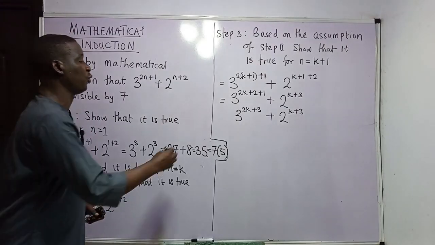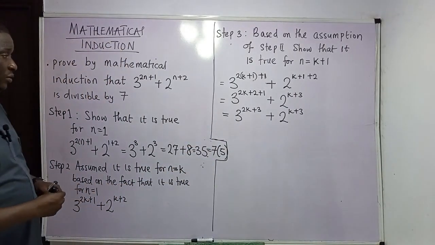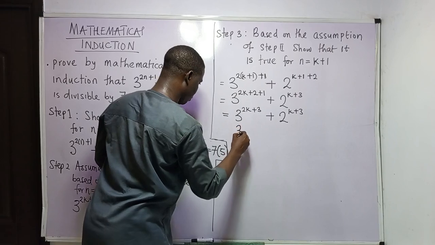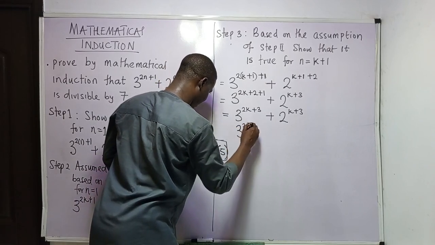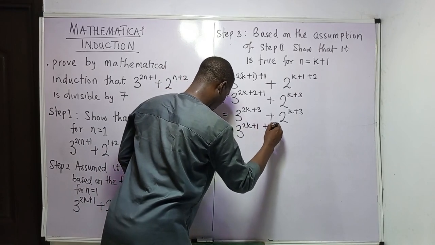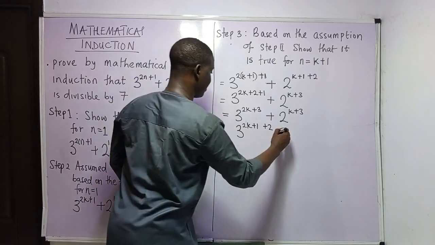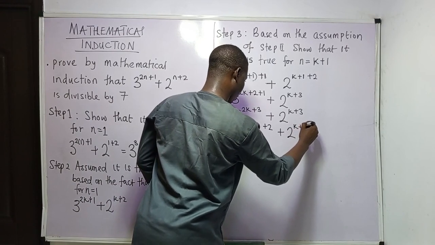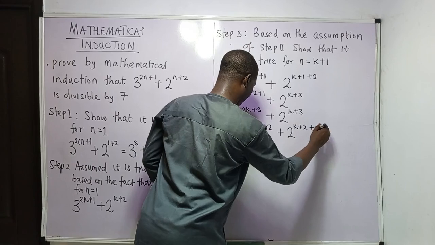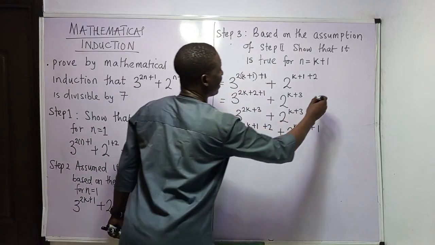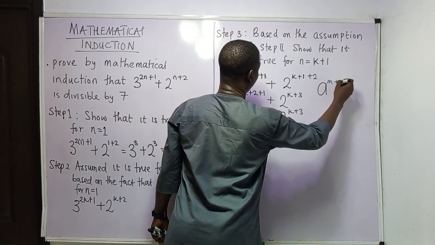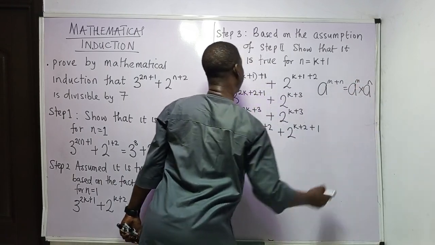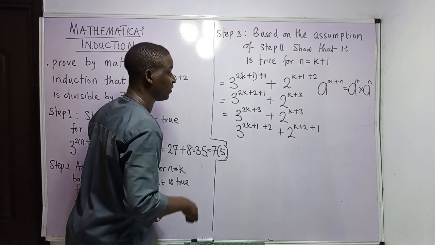Now, with this one, we're going to improvise, in the sense that, look at the board. I can write this one as 3 to the power 2k plus 1 plus 2, which is the same thing as, I can write this one as 2 to the power k plus 1 or k plus 2 plus 1. Now, remember in indices, a raised to m plus n is the same as a raised to m times a raised to n. This is what we learn from the laws of indices.